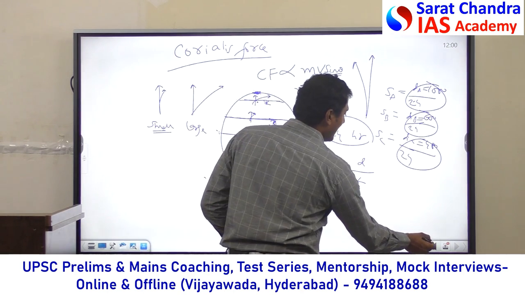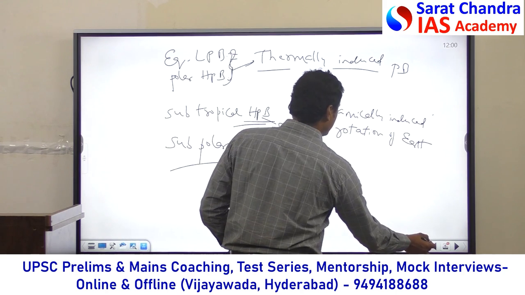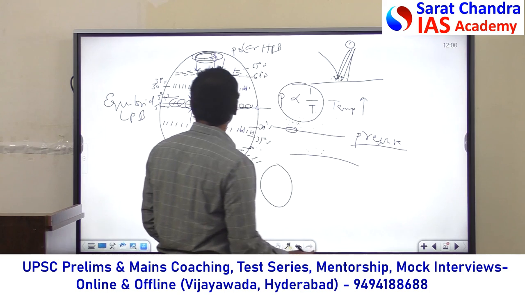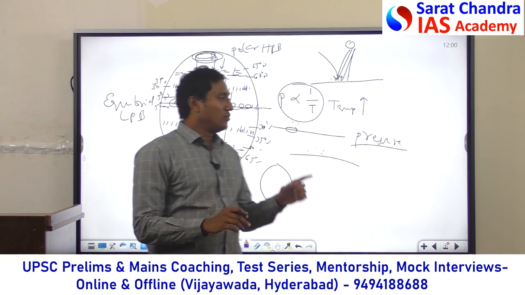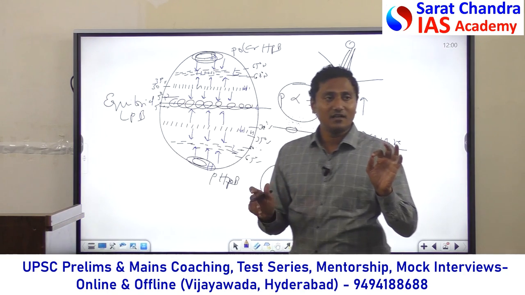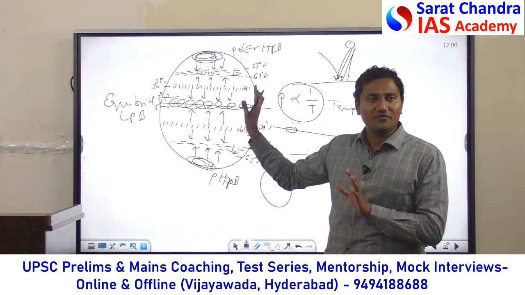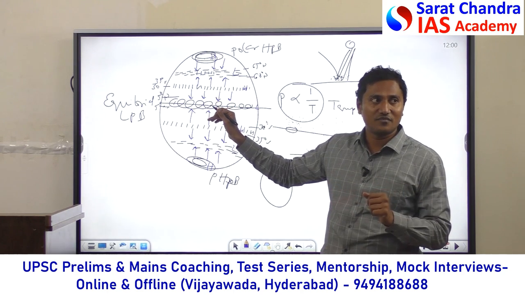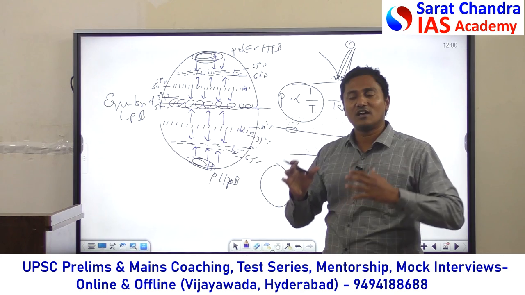Now, I will come back to the winds. Now you will understand the winds better, friends. Now, the blue color lines are all wrong. In blue color, I have drawn the way winds want to move. But because of Coriolis force, they cannot move straight now. They will deviate. Now let us draw the real direction of winds.